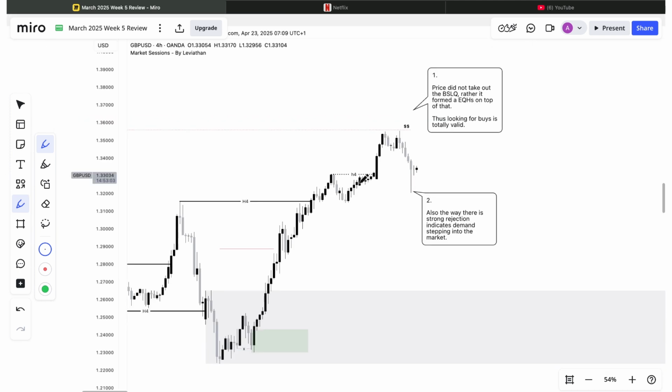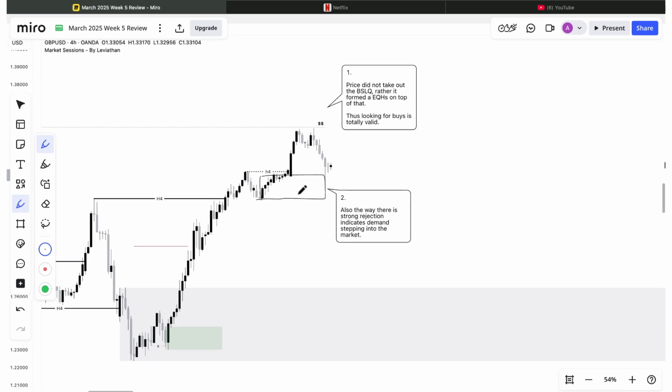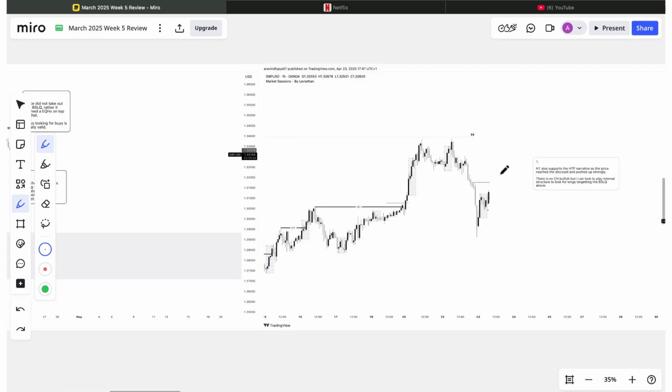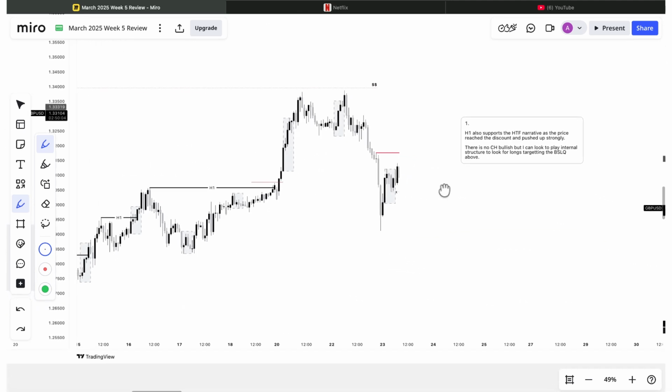And as expected, we saw a strong reaction from this daily POI, but from the 4 hour perspective, there was no significant POI. So I was not interested in this strong rejection. It could be a fake rejection, and the price could easily continue pushing down. That's what I expected, at least.